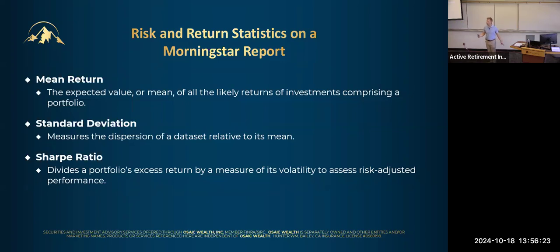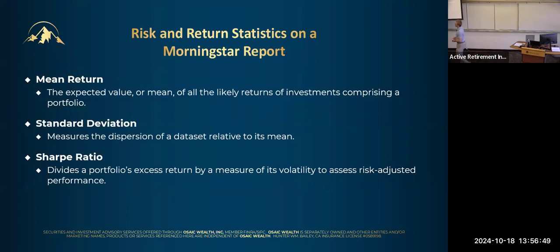If we go back in time, we look at all the data, we average everything out. What do we expect on an annualized basis? Remember, not every single year, but if we stretch that out over 5 years, 10 years, 20 years, what do we expect the annual return to be on average? We've got standard deviation, which is the dispersion of a data set relative to its mean. I'll explain that in a second.